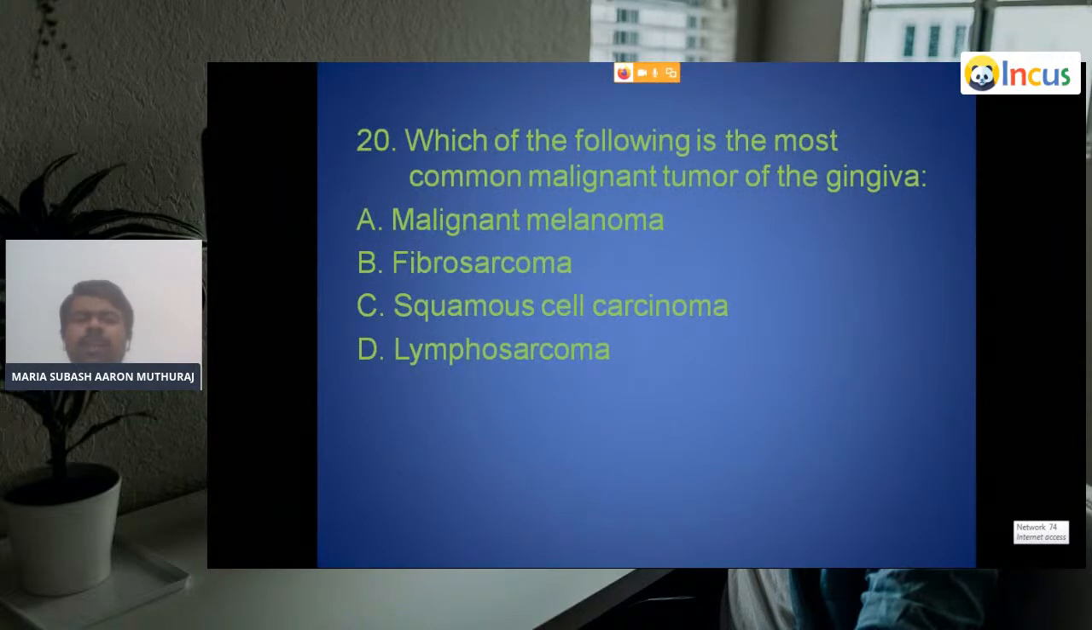Which of the following is the most common malignant tumor of the gingiva? Malignant melanoma, fibrosarcoma, squamous cell carcinoma, and liposarcoma. Actually, squamous cell carcinoma is the most common malignant tumor of the gingiva, followed by malignant melanoma and fibrosarcoma.